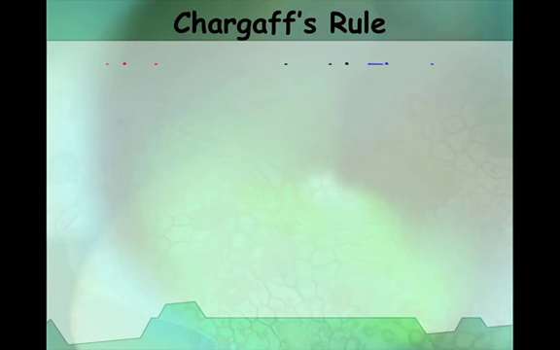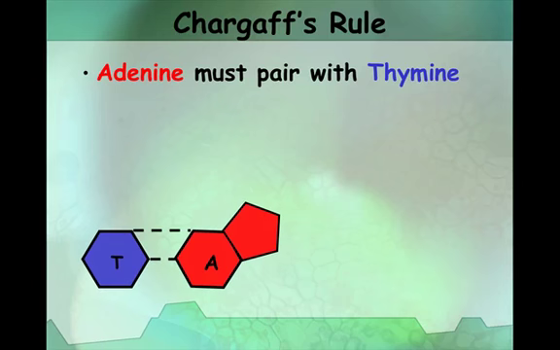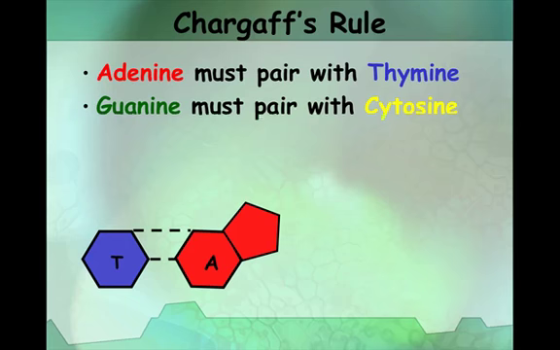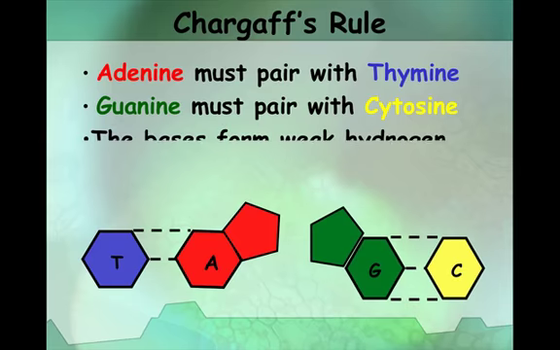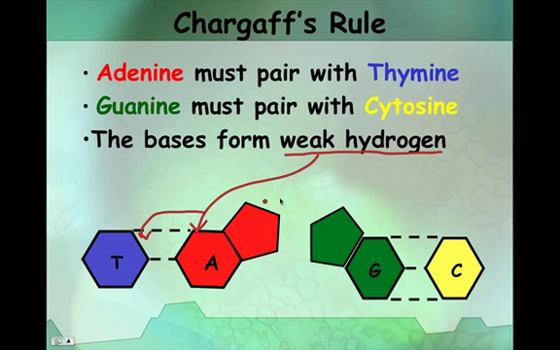Chargaff's rule, once again, states that adenine must pair with thymine, and guanine must always pair with cytosine. And the bases form a weak hydrogen bond. So once again, the weak hydrogen bond is going to attach this base to this base, and this base to this base. Here we have three between guanine and cytosine, and you've got two between adenine and thymine.